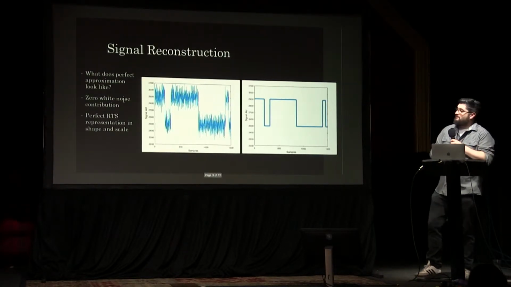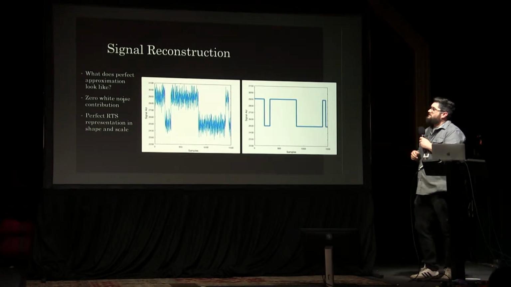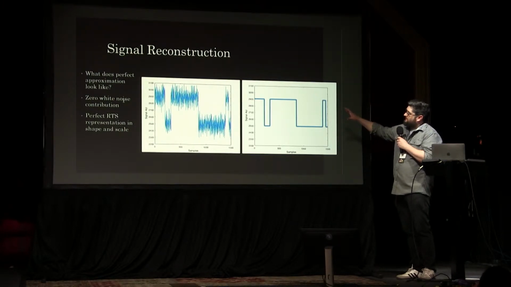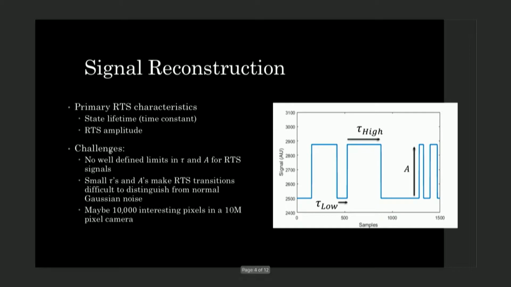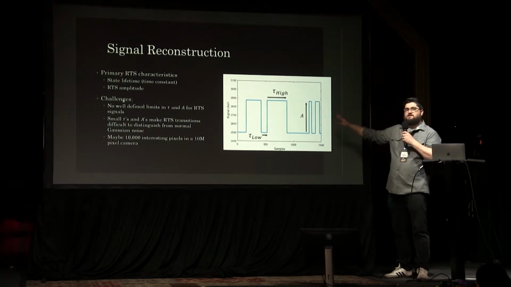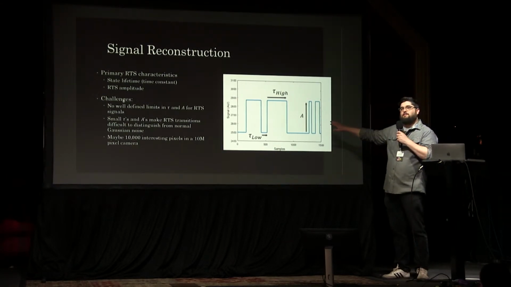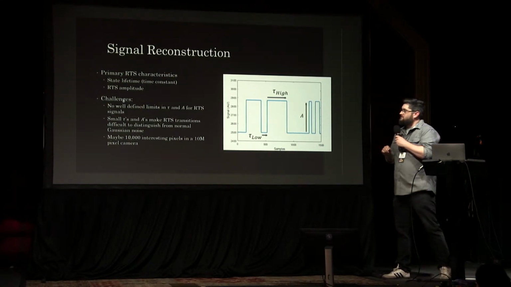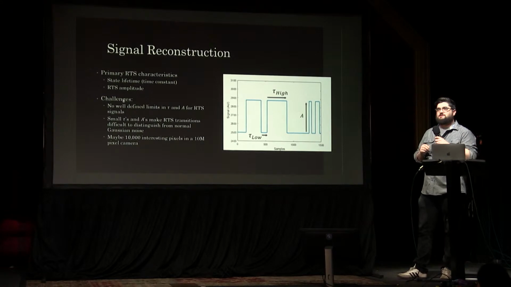So the way I want to do that is through signal reconstruction. And the reason I want to do that is because I want to just look at the amplitudes and these state lifetimes. So RTS amplitude is defined as this difference between the two means of the states, and the state lifetimes are the high and the low. These are the things that tell me physical information about what's happening inside the image sensor.